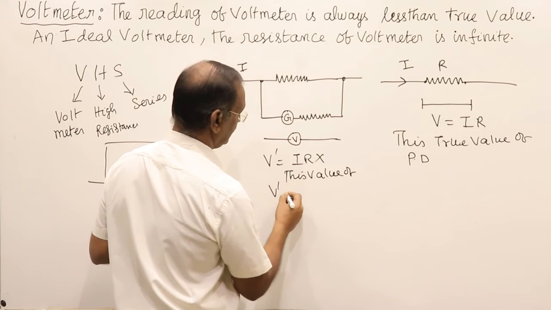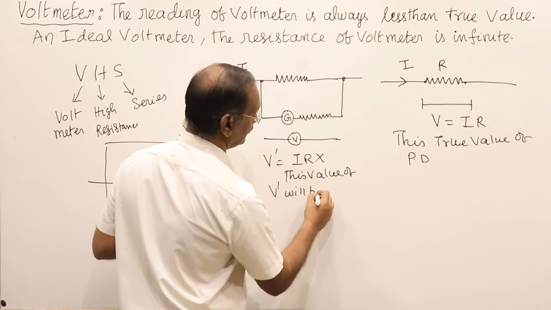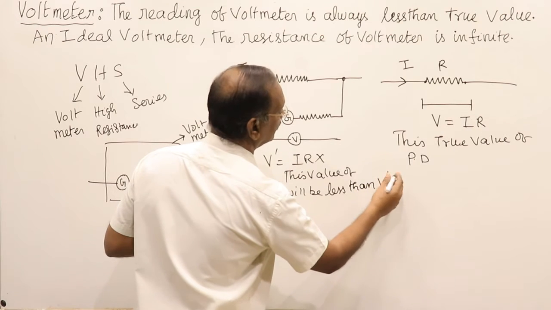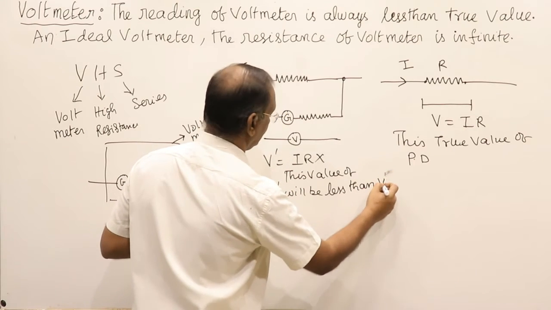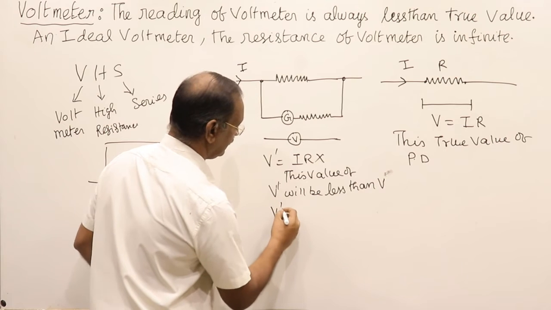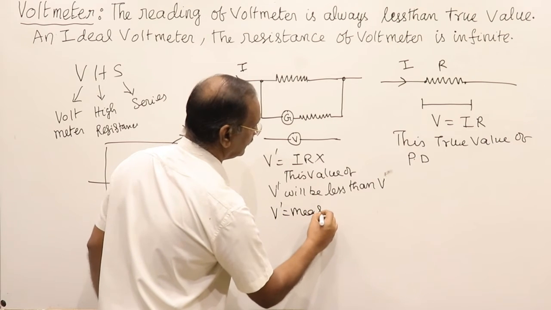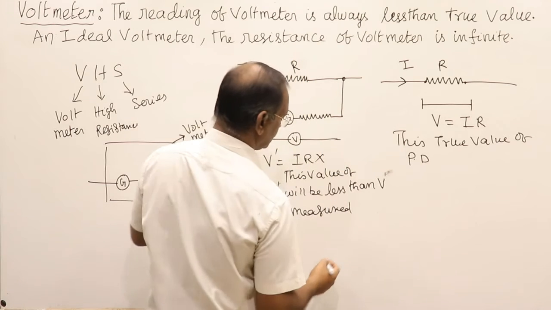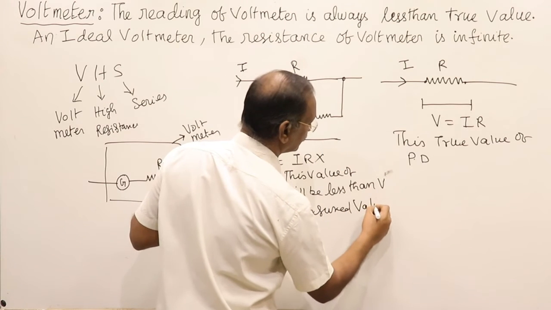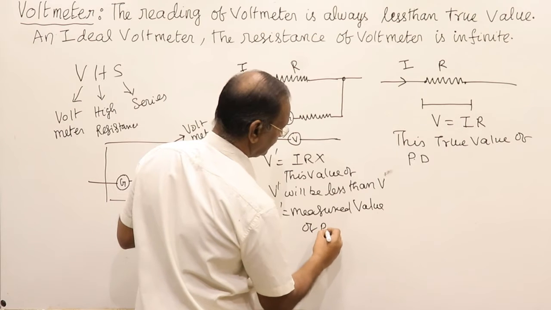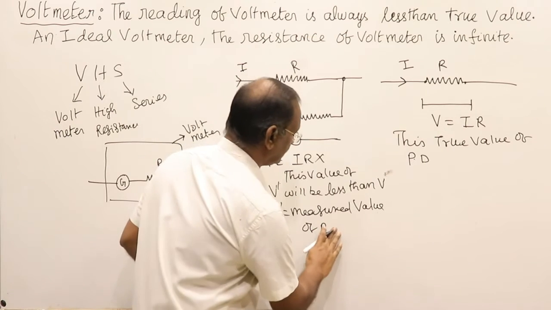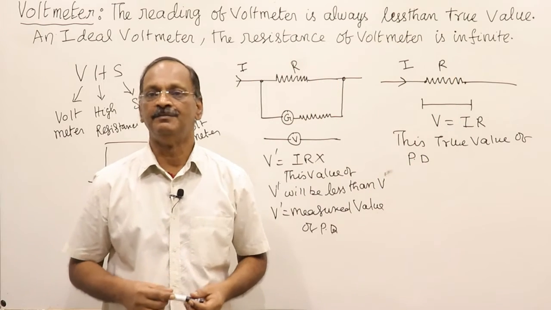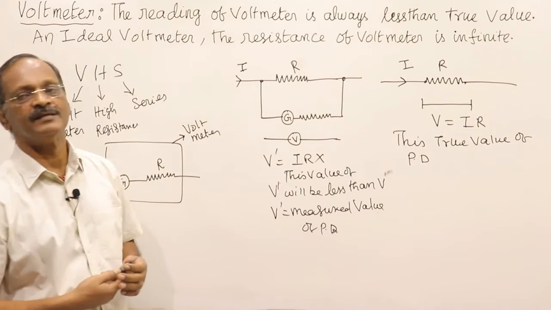this value of V dash will be less than the true value, less than V. V dash is the measured value of the potential difference between these two points. If we connect a voltmeter, this will be very low. Let us see how it is.